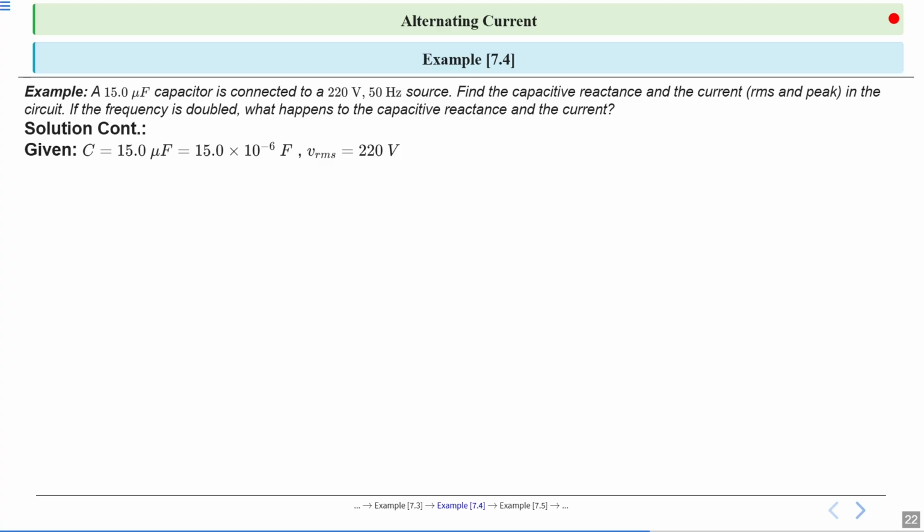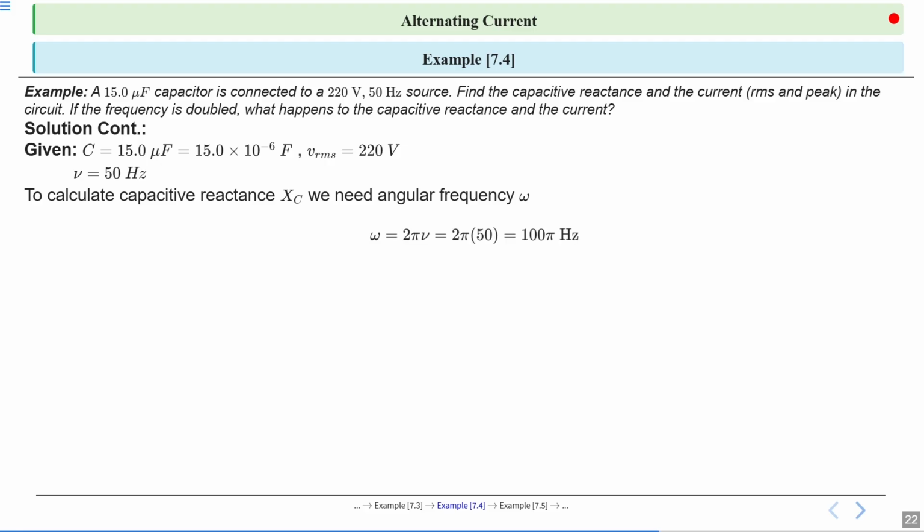What is given? C is equal to 15 microfarad, which is 15 into 10 to the power minus 6 farad. VRMS is equal to 220 volt. Nu is also given, 50 hertz. To calculate the capacitive reactance Xc, we need the angular frequency omega, since Xc is equal to 1 by omega C. Nu is given, so omega is equal to 2 pi nu. So firstly we will find omega, which is equal to 2 pi into 50, which is 100 pi hertz.